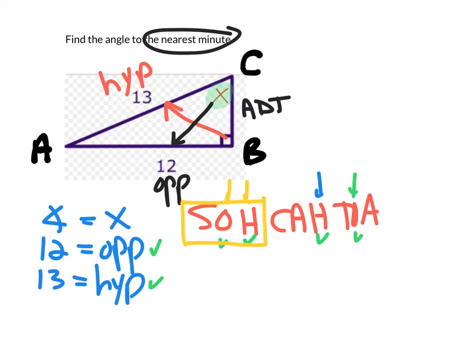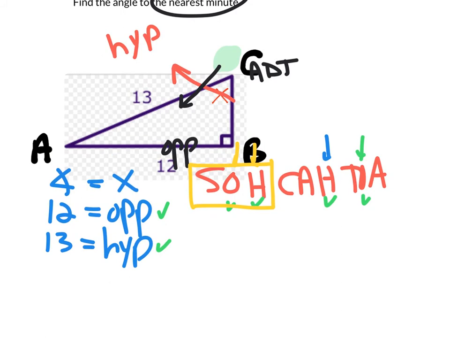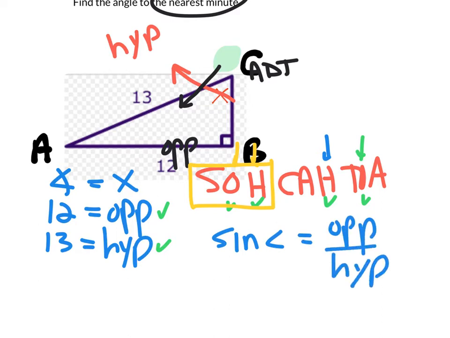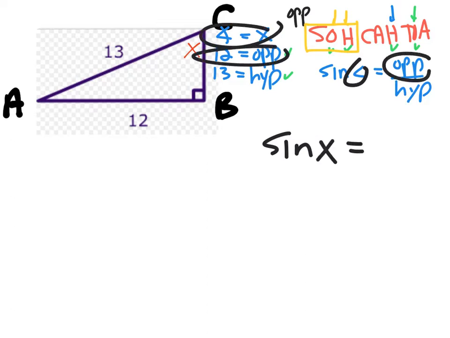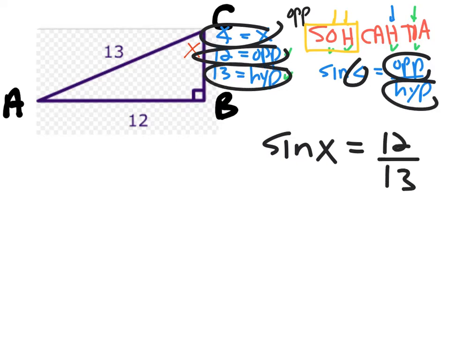So I'm going to write out the rule that says the sine of an angle equals the opposite divided by the hypotenuse. I'm going to now substitute in, and here we're going to have the sine of the angle. Here the angle was x, so sine x equals opposite, which is 12, over the hypotenuse, which is 13. Now for these problems, you have to figure out if you're finding a side or an angle. Here, for this first one, we're finding an angle.